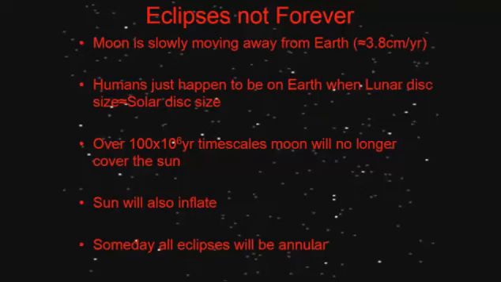So in about 100 million years, this will no longer happen. Every eclipse will be annular. The sun will also get a little bit bigger too, which will make the effect even worse. So enjoy your solar eclipses while you can, at least your total solar eclipses, because in 100 million years, no one's going to see one ever again.